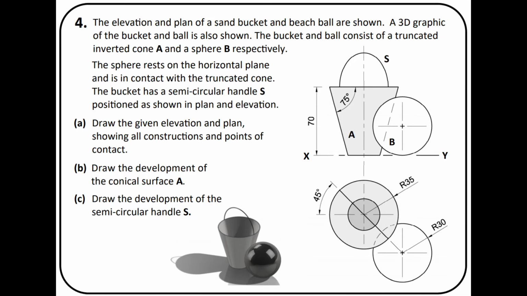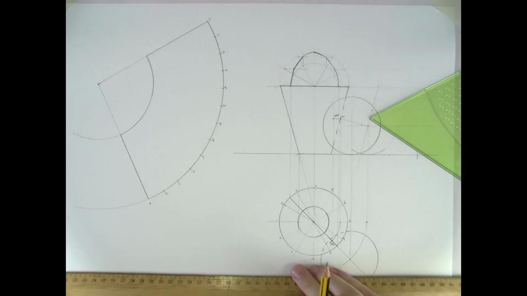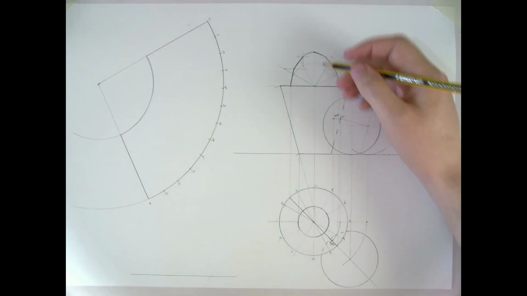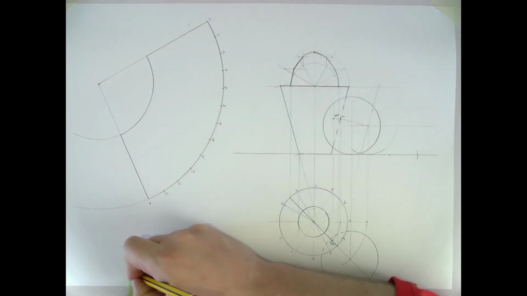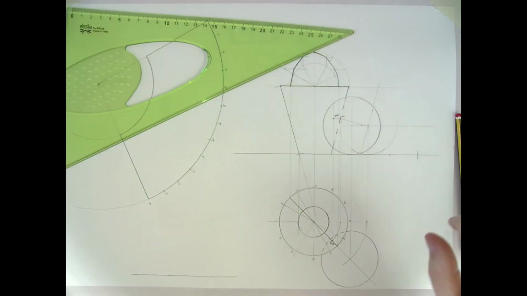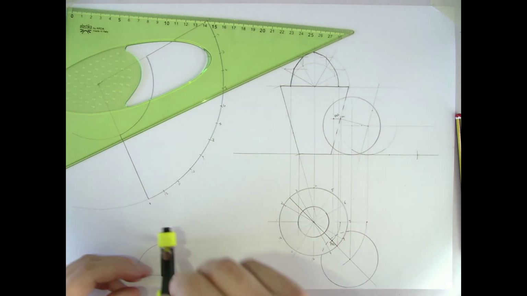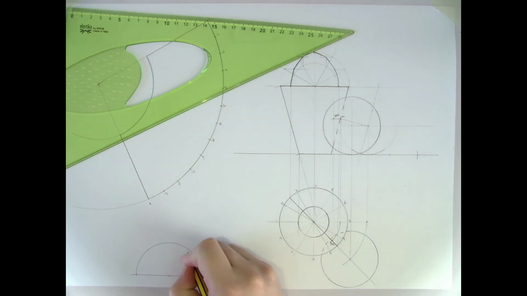Now the final part of this question is to draw the development of the semicircular handle S, which sounds more complicated than it actually is. So first off, I'm going to draw the semicircular handle S in a view where I can see it looking straight in. So we've already determined that this distance here is 35, so it has a radius of 35. So that is the semicircle S, the handle for S.